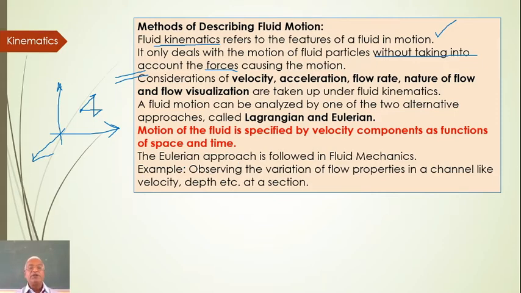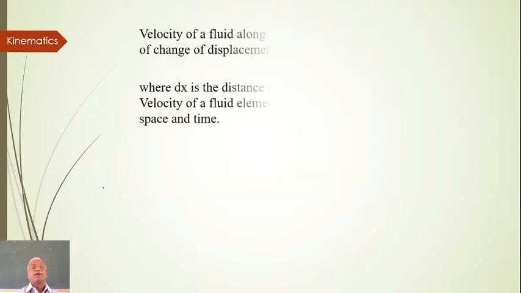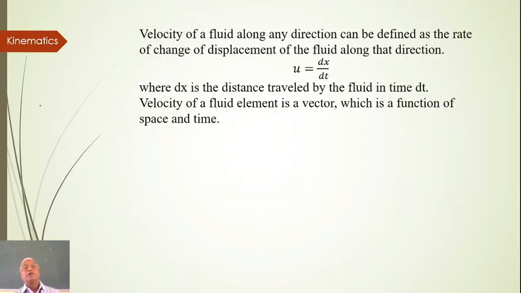Example, observing the variation of the flow properties in a channel, like velocity etc., at a particular section or point is the Eulerian approach. Okay. Now velocity of a fluid along any direction can be defined as the rate of change of displacement of the fluid along that direction.